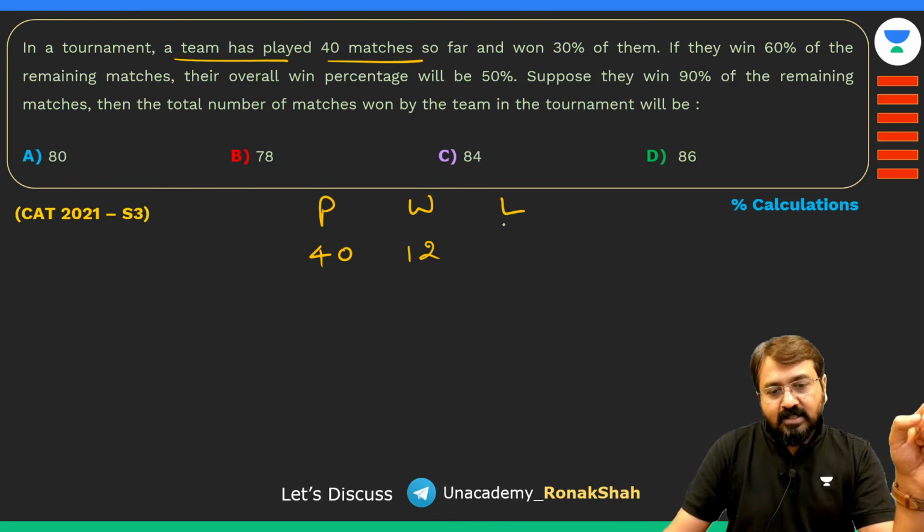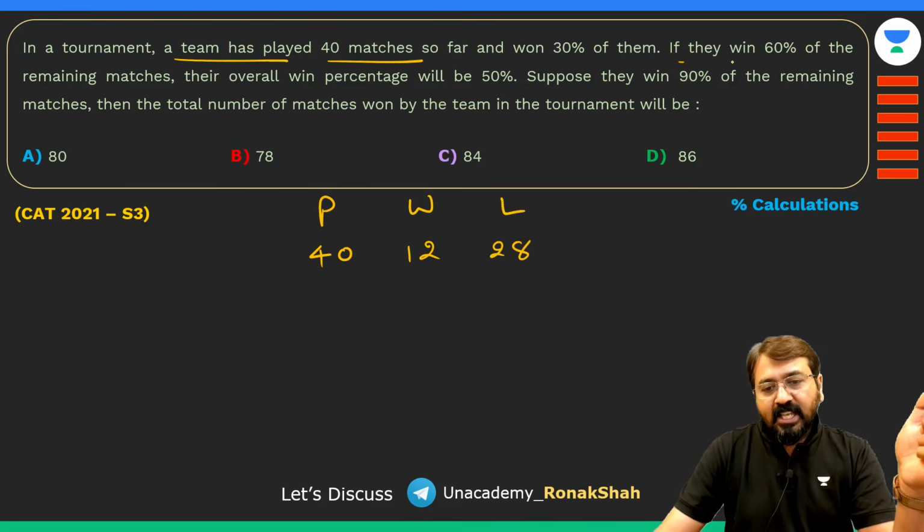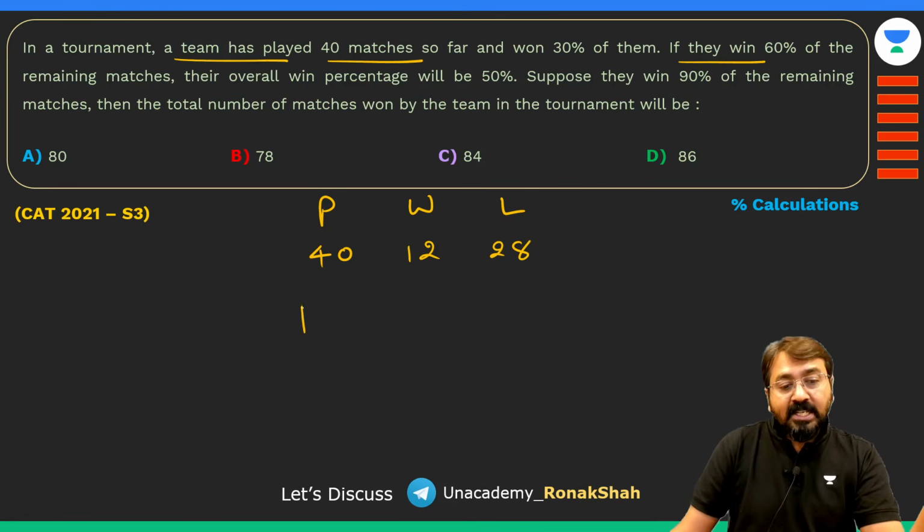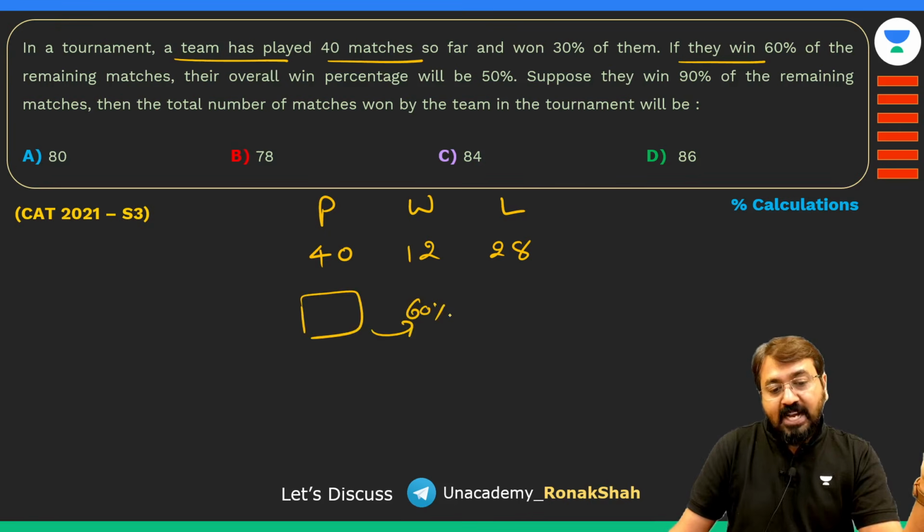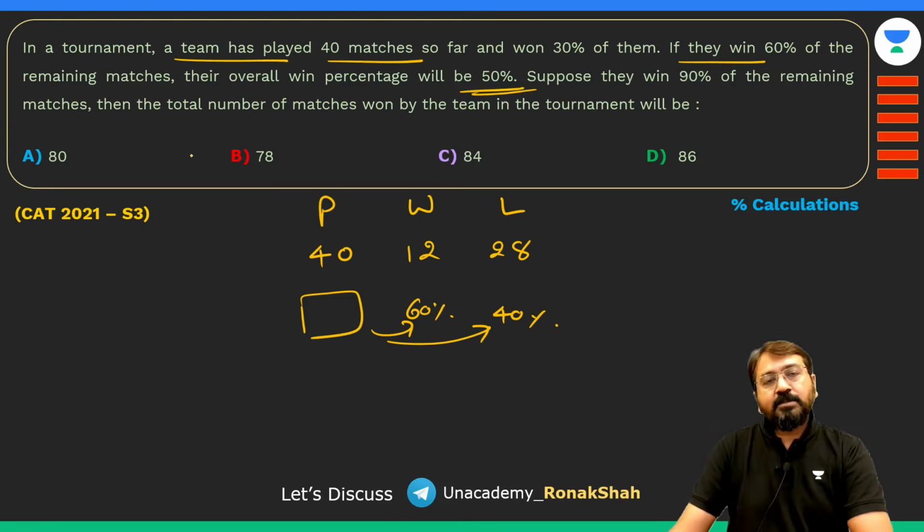So yes, this is how probably you would have written, so I am just writing it. And it says that if they win 60% of the remaining matches, there are some more matches to be played, and if they win 60% of that, means they are losing 40% of the matches, right? Then the win percentage becomes 50%.